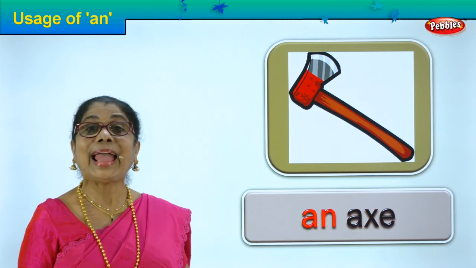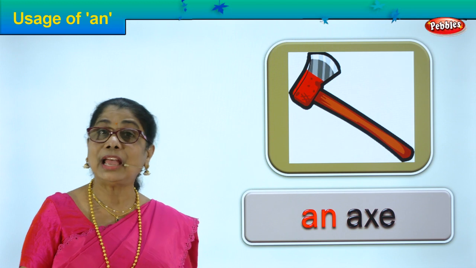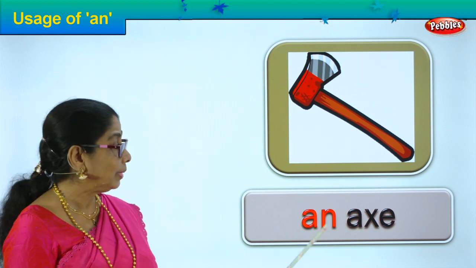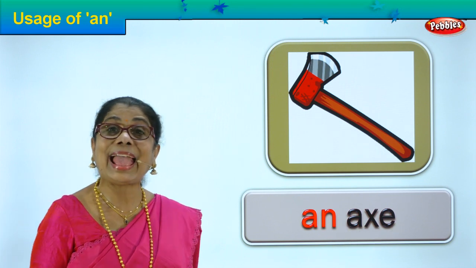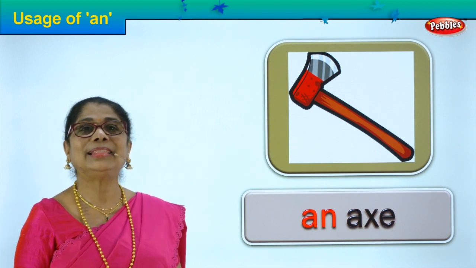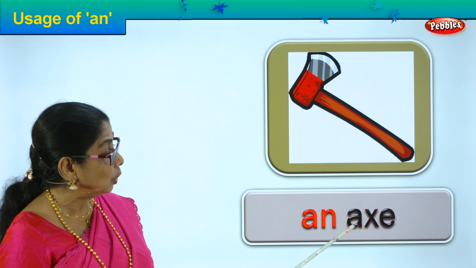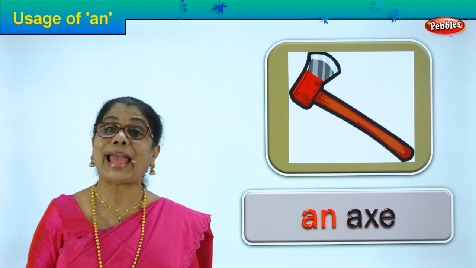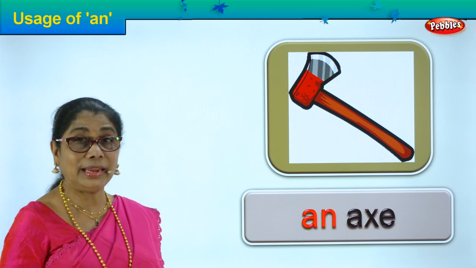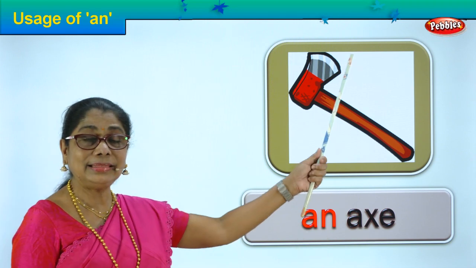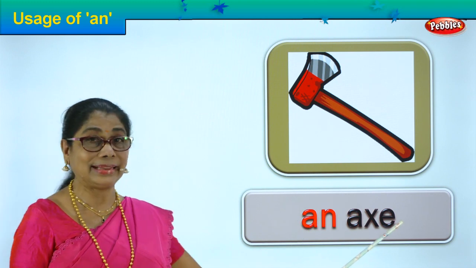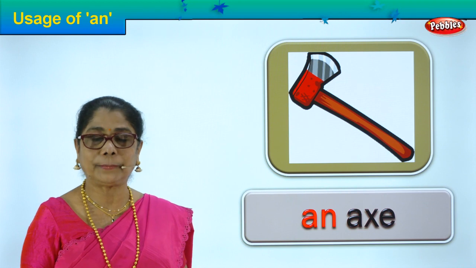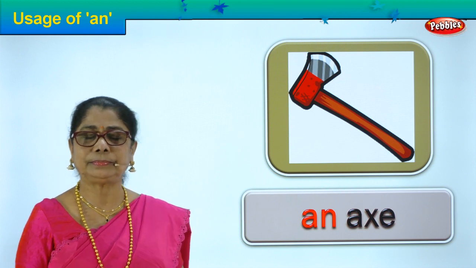What is this? Axe. Who uses this? A woodcutter or your daddy. Spell axe. A-X-E. Axe. The word axe begins with the letter A, which is a vowel. So we use in front of the word axe an. Now read. An axe. This is an axe. Good. Let's go to another word.